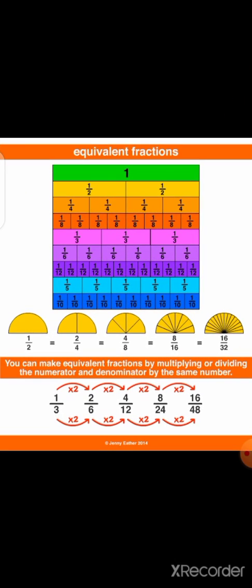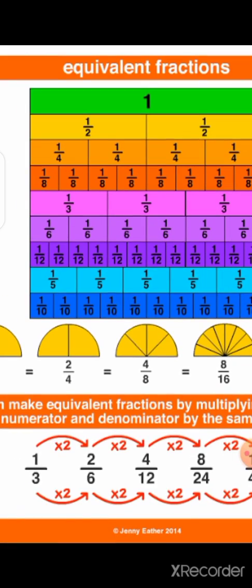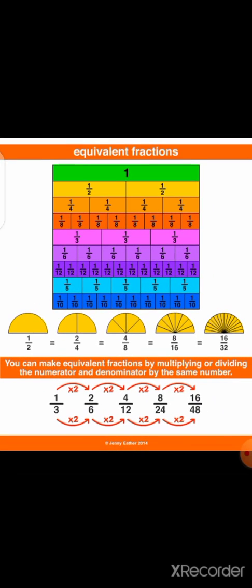In the last example, 1 over 3 multiplied by 2, both numerator and denominator, you will get 2 over 6. 2 over 6, when you will multiply by 2, you will get 4 over 12. In the same way, you will get the next equivalent fractions.